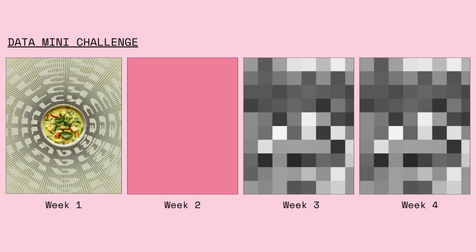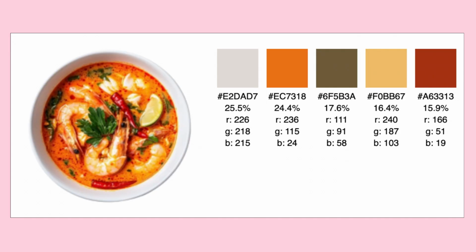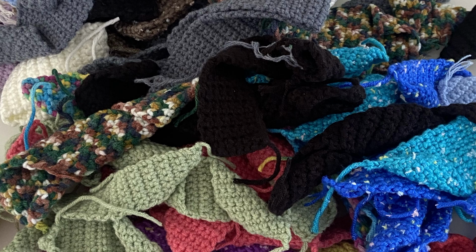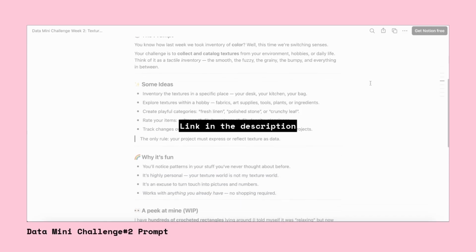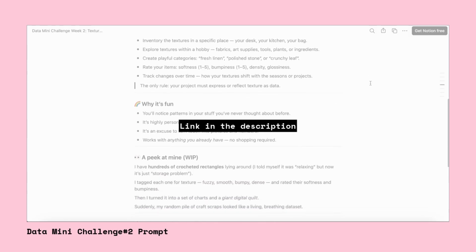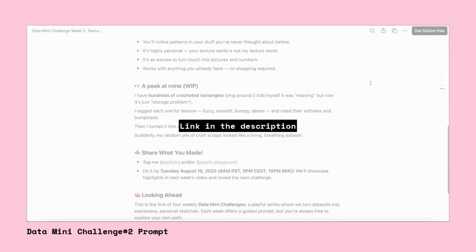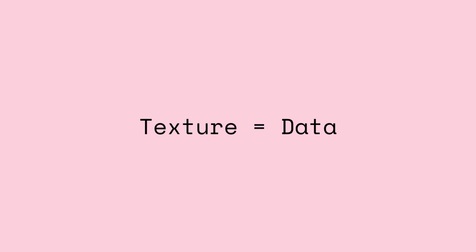This is the second week of the Data Mini Challenge where we turn data into beautiful data art. This is where we take ingredients and cook them up the way we like it. No judgment here. Last week, we took inventory of color. This week, we're switching senses. It's all about texture. Your challenge is to collect and catalog the textures in your world. Smooth, fuzzy, grainy, bumpy, whatever you find. You start noticing patterns you have never seen before, and your texture world will be completely your own. The only rule? It has to express texture as data.